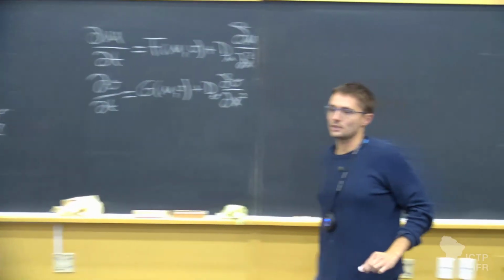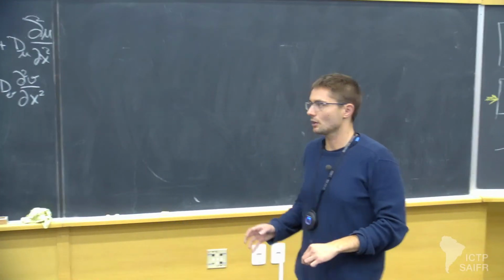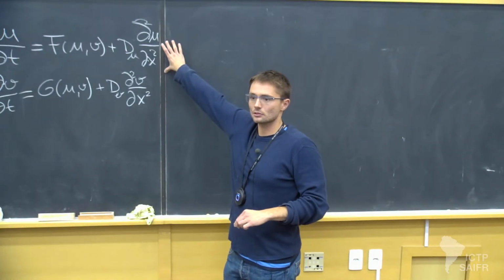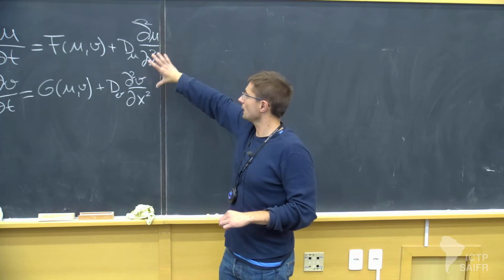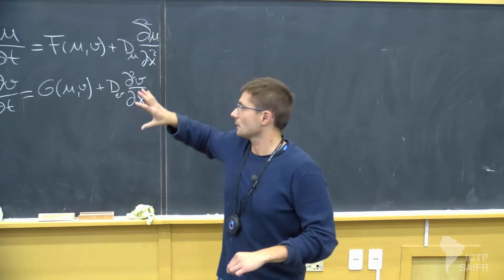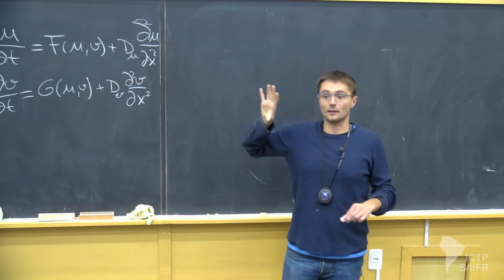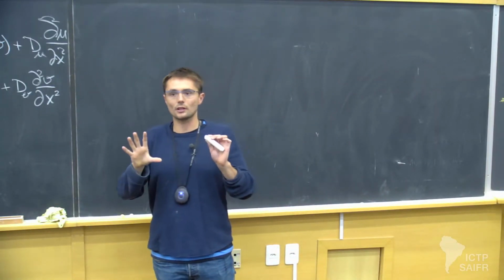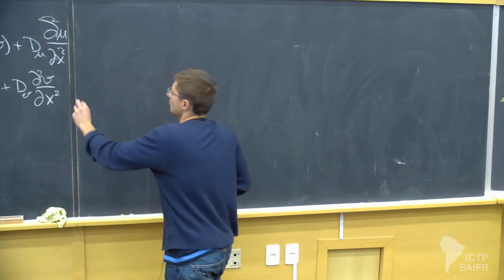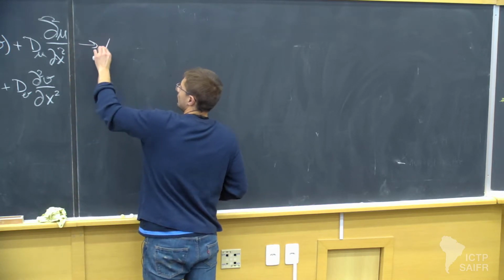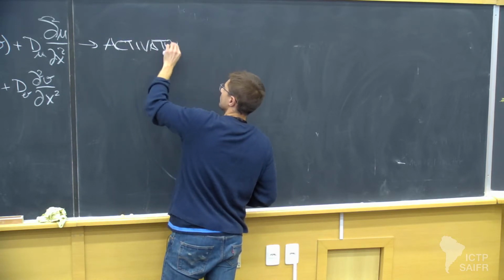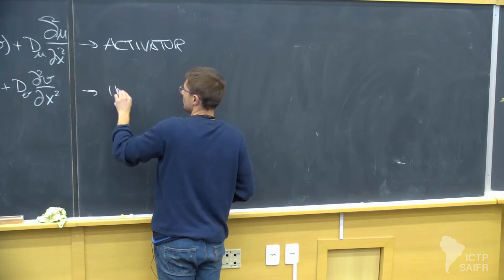So what Turing suggested was he introduced a system of two reaction diffusion equations that are coupled with each other, and each of them has different diffusivities. This kind of system, the way it produces patterns, I'm going to give you the mechanism with words, and we're going to draw it. He suggested this is an activator, and this is something that we'll call the inhibitor.